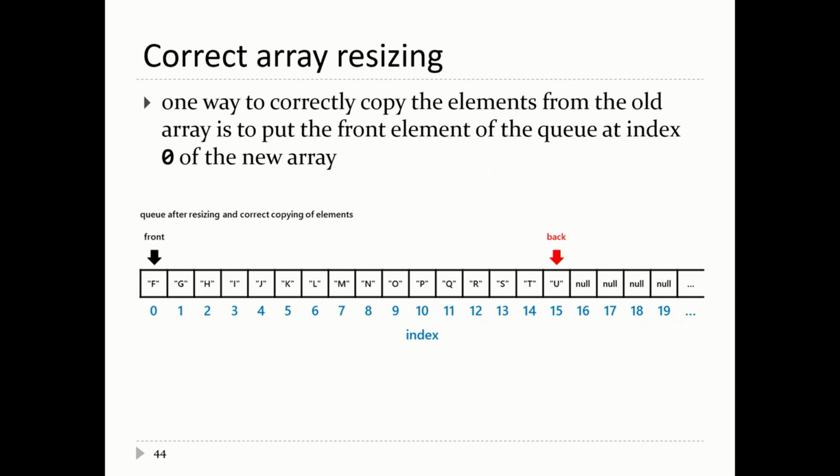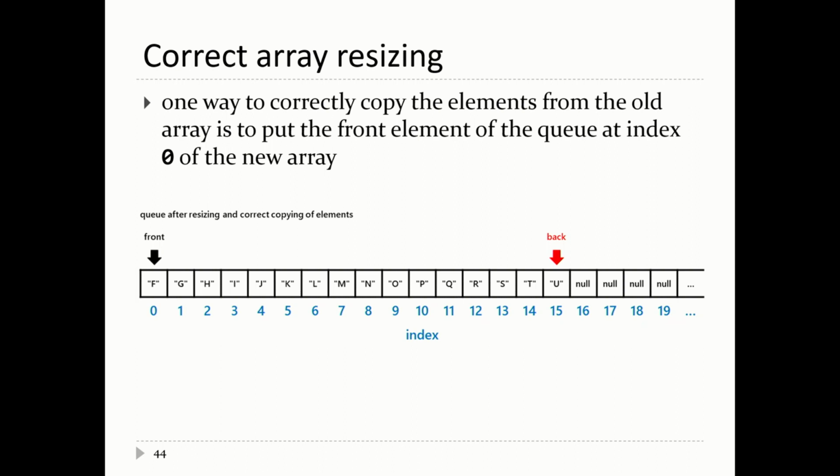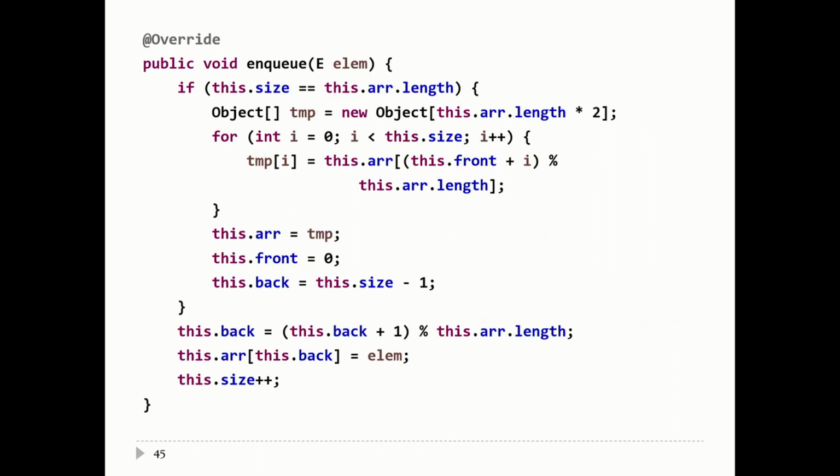That's not the only way to do it. I can do this step here, and then copy or move these elements to the end of the array, and then adjust the back so that it also points at the new back element. So you could also do it that way, and that would be fine as well. But let's do it the way I showed you.